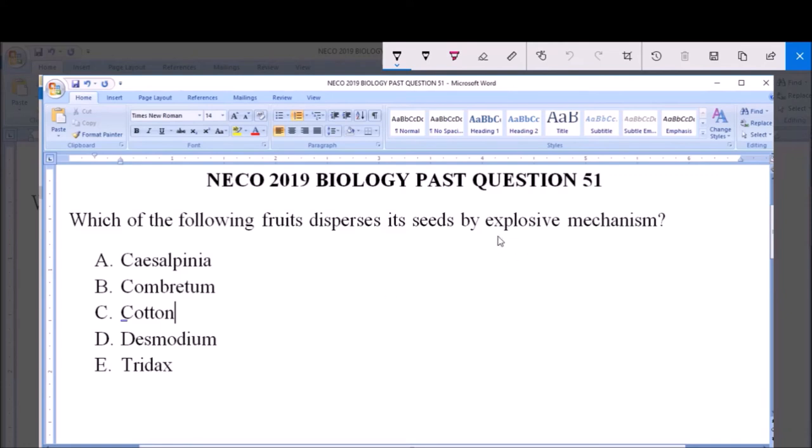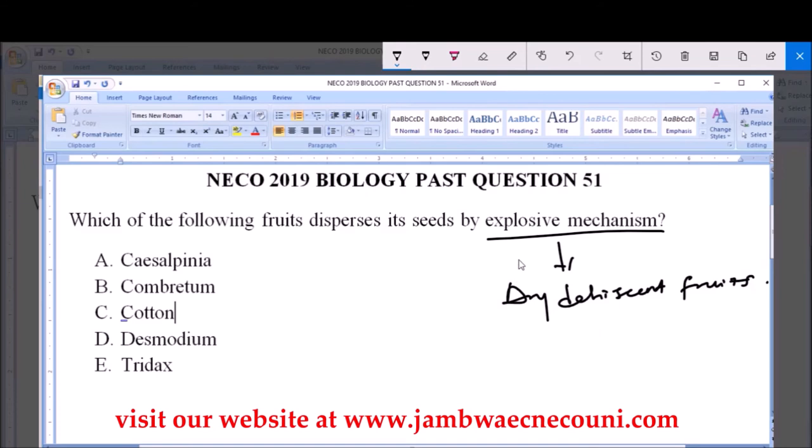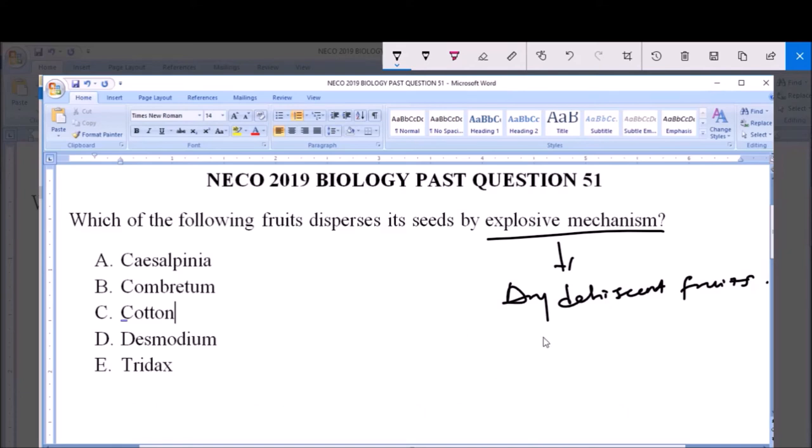Now, most of the fruits that disperse their seeds by explosive mechanism are dry dehiscent fruits. They disperse their seeds via this explosive mechanism. An explosive mechanism is a self-dispersal mechanism because it does not involve external agents.